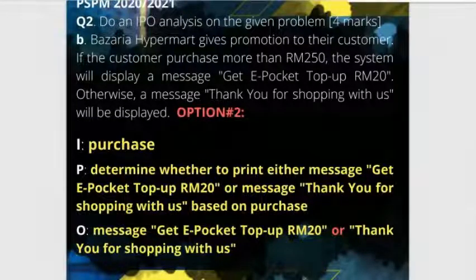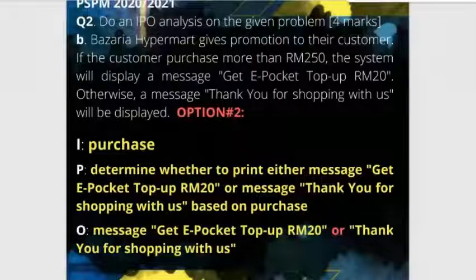4 marks here. Bazaria Hypermart gives promotion to their customer. If the customer, okay, the keyword here is if. So we know that this is a selection control structure. So if the customer purchases more than 250, the system will display a message, get e-pocket top-up RM20. Otherwise, a message, thank you for shopping with us, will be displayed.